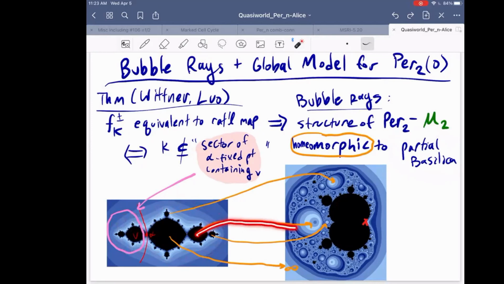then these correspond to capture components in Per 2. So this one would correspond to here, and then this hyperbolic component is touching this hyperbolic component in the same way that this Fatou component is touching this Fatou component. And in fact, that touching structure is preserved under this operation. Okay.